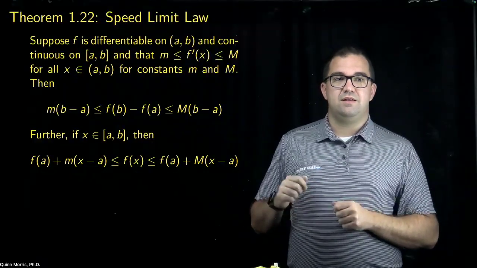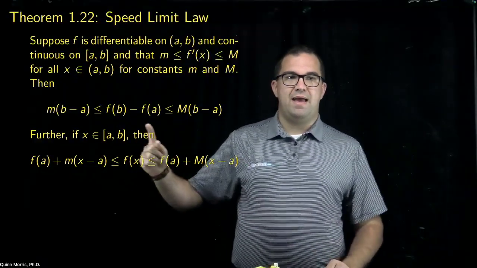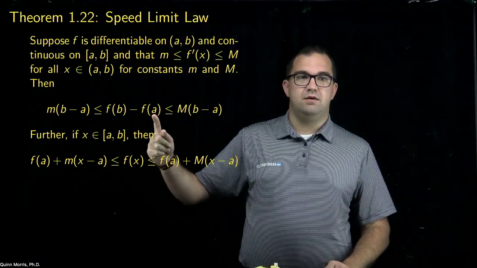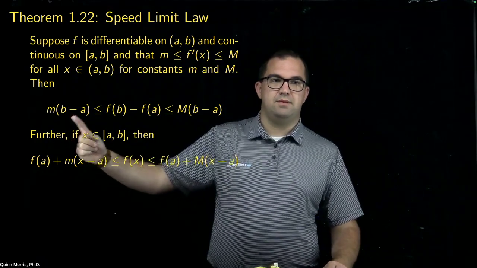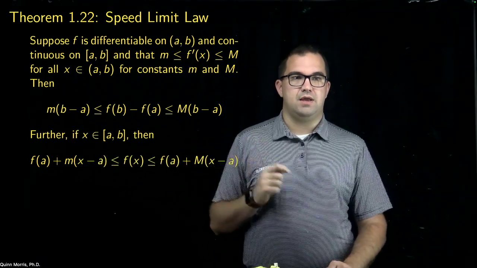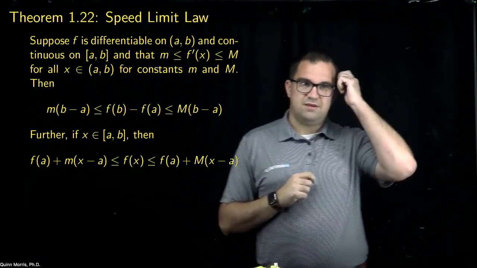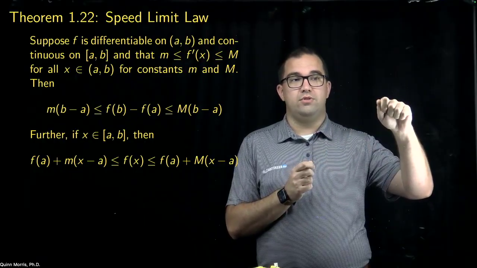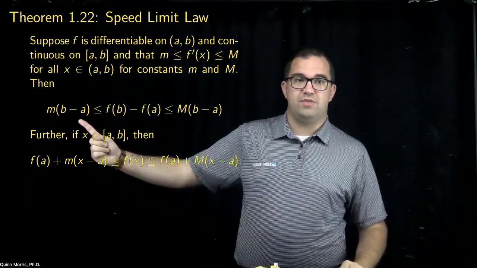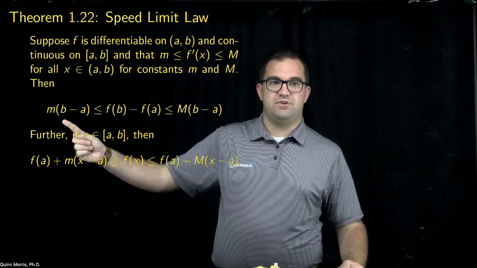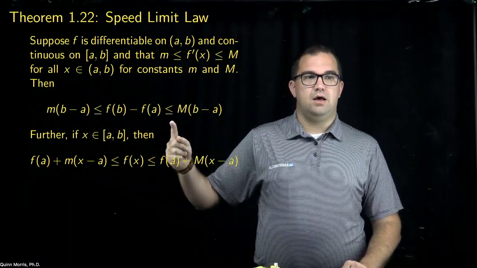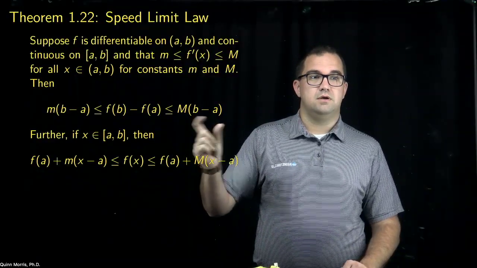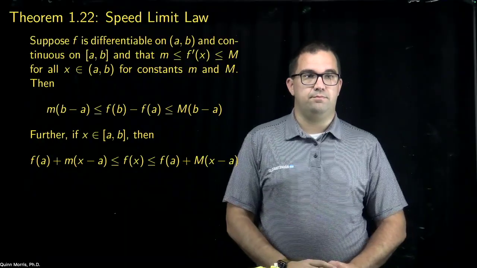Okay. Then what this says is we can bound the difference f of b minus f of a between little m times b minus a and capital M times b minus a. So another way to think of this is, I know how much this function can grow on the interval. I have a lower bound for that. It's the lower bound on the derivative times the length of the interval. And the upper bound is just the upper bound on the derivative times the length of the interval.